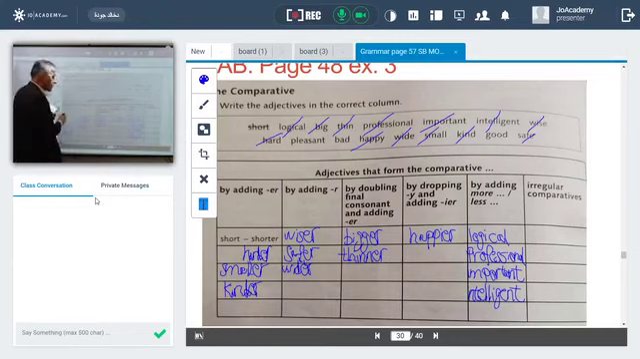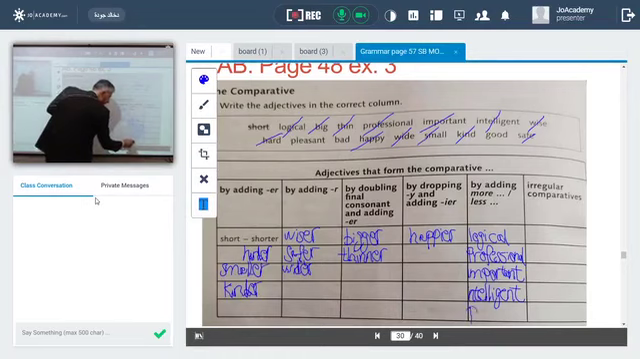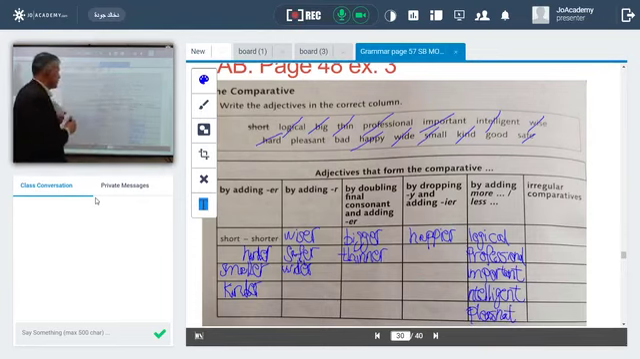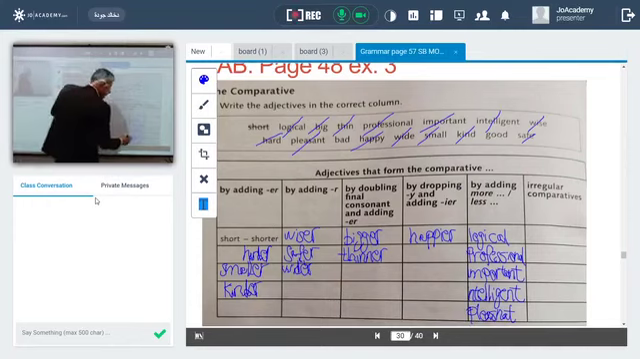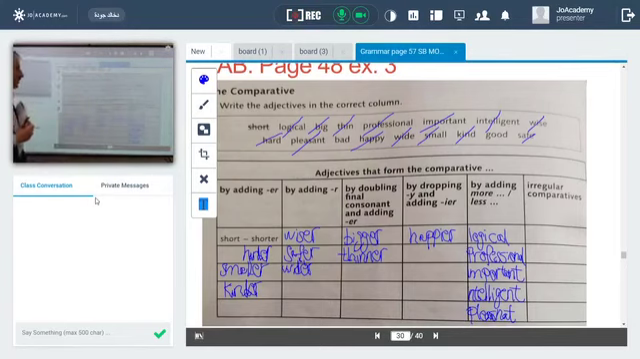What else? Also, the last one is pleasant. Okay, so pleasant. Also pleasant, also from the long adjectives. So pleasant, intelligent, important, professional, and logical. These are long adjectives, or more than two-syllable adjectives.